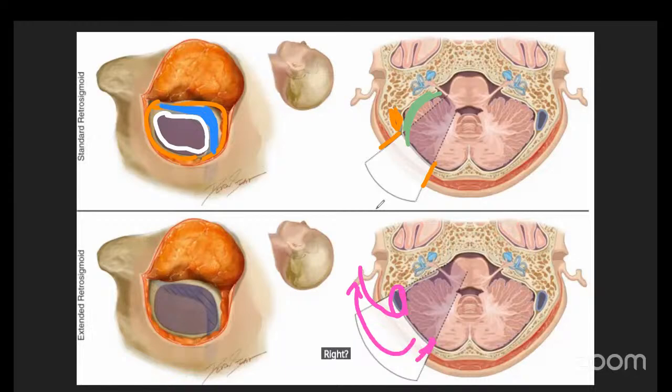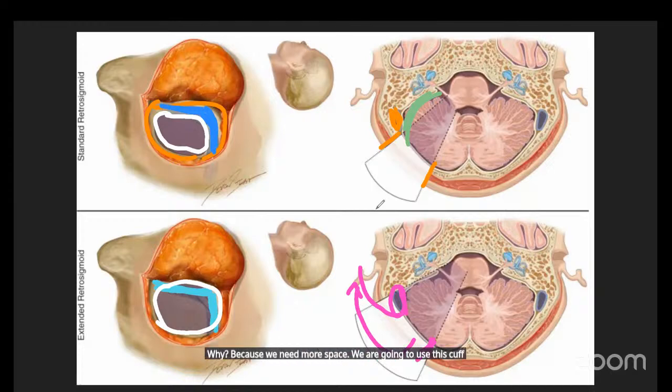When we are doing extended approaches, now these are the sinuses, but we are choosing to carefully expose them. So our craniotomy is going to be like this. We are choosing to expose them electively by our own will. Why? Because we need more space. We are going to use this cuff of dura, flip it on the other side, and get some extra centimeters of space. Is that clear?